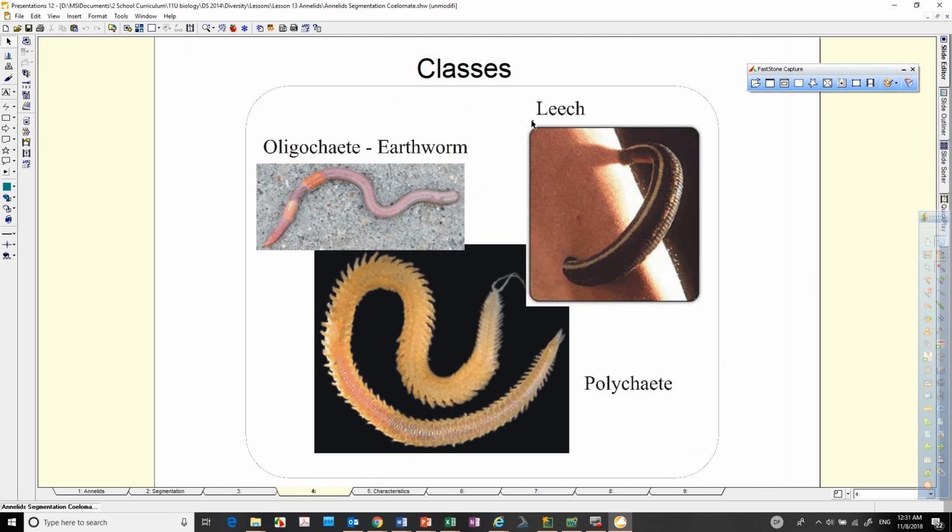So in the annelid phyla, there are several classes, and the classes include the oligochaetes, which are your earthworms, and there are some very large earthworms out there. It includes your Hirudinea, which are your leeches, which will be here during the worm lab, and it includes your polychaetes, which are your worms found in the water.